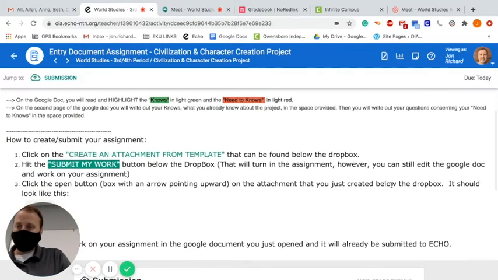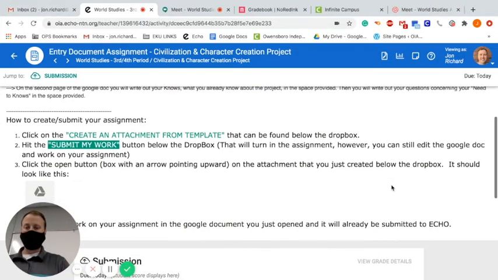And then on the second page of the Google Doc, you will write out your knows, what you already know, and the need to knows, okay? And these are questions concerning it. So you're basically going to just write questions. So we go down here and view the template.